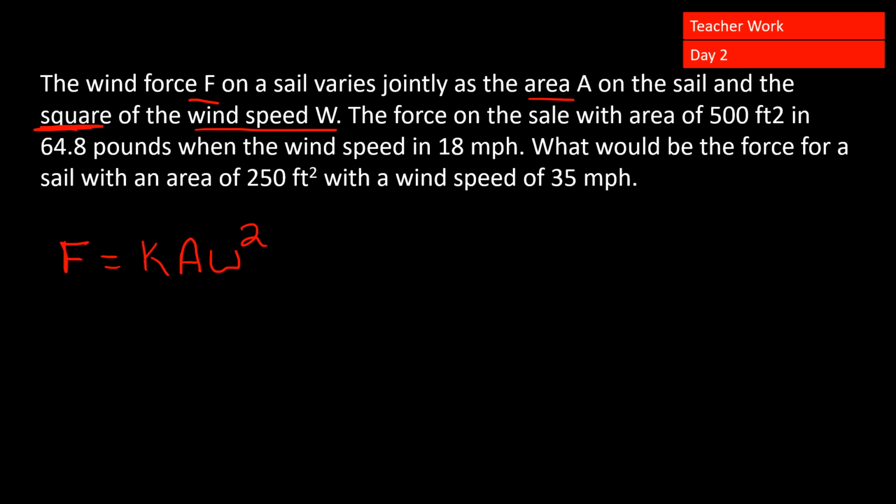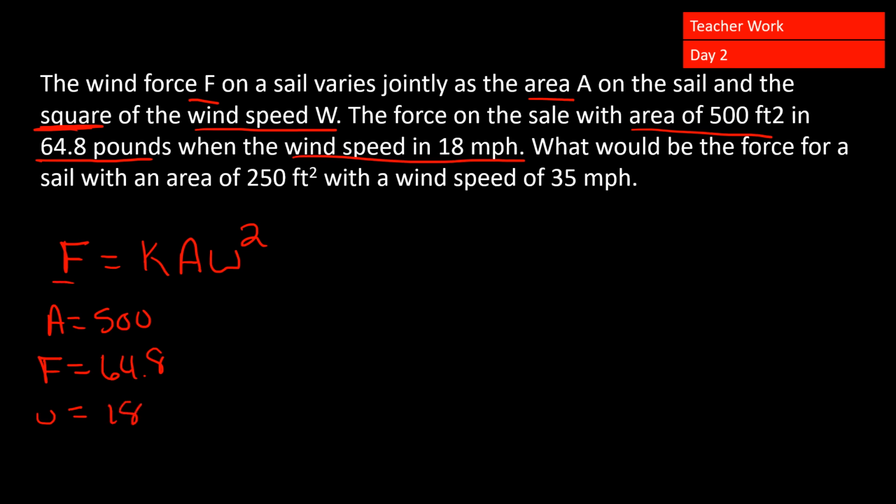Okay, so they're already telling us that the area is equal to 500. And the force is going to be 64.8. And a wind speed equals, right here, 18. So they give us the force, area, wind speed. We've got to solve for K. So we've got to put all this into our equation.